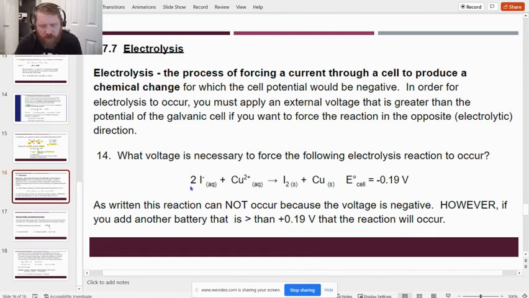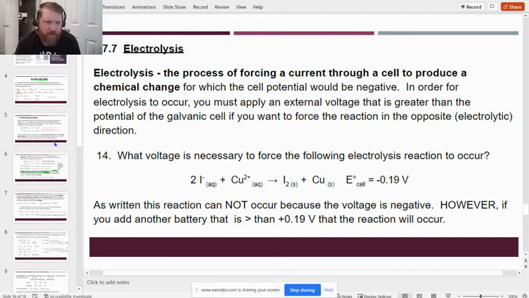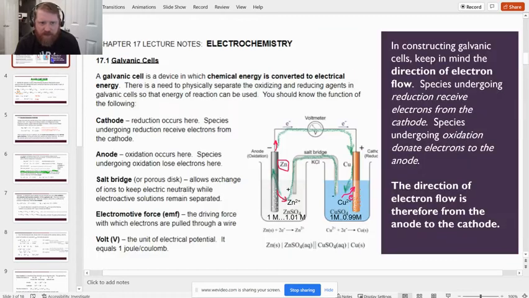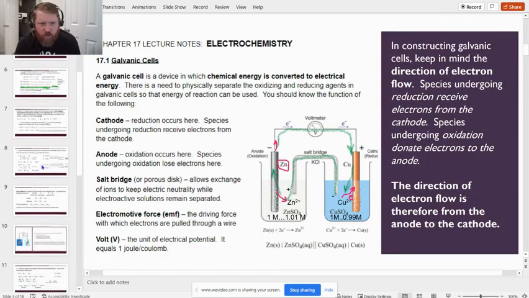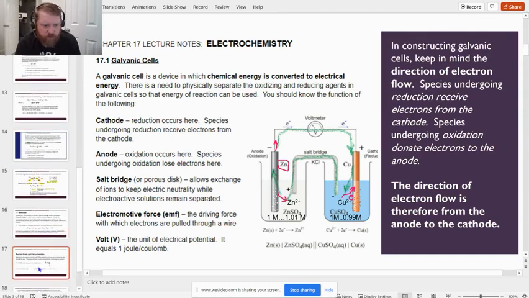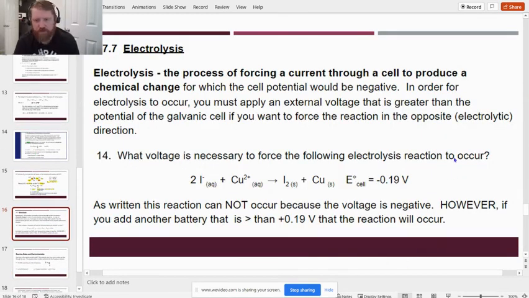This reaction won't run because it has a negative voltage. What if we put it in with our battery from earlier, which had a positive voltage, right? This one is 1.1 volts. And so if I put 1.1 volts and connect it with a wire, like I go from zinc to the copper to the iodine, back and around, and make a loop, make a circle, 1.1 and negative 0.19, this reaction can be forced to happen because of that extra voltage we're applying. And that's what electrolysis is.